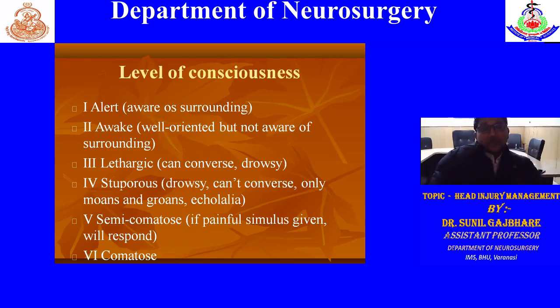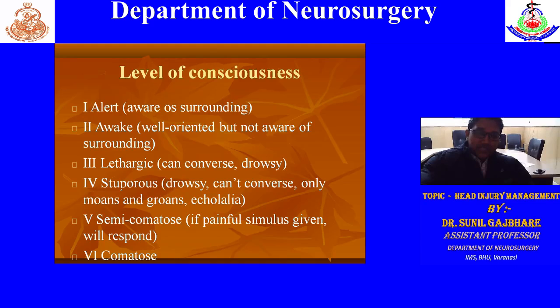So this is all about the management, and these last two slides are for you to assess the level of consciousness. The first is alert, conscious, that is aware of the surroundings. Second is awake, that is well oriented but not aware of the surroundings, that is, the patient is well oriented but does not know where he is. A lethargic patient can converse but is drowsy. He does not know what he is talking about. So that patient is called lethargic.